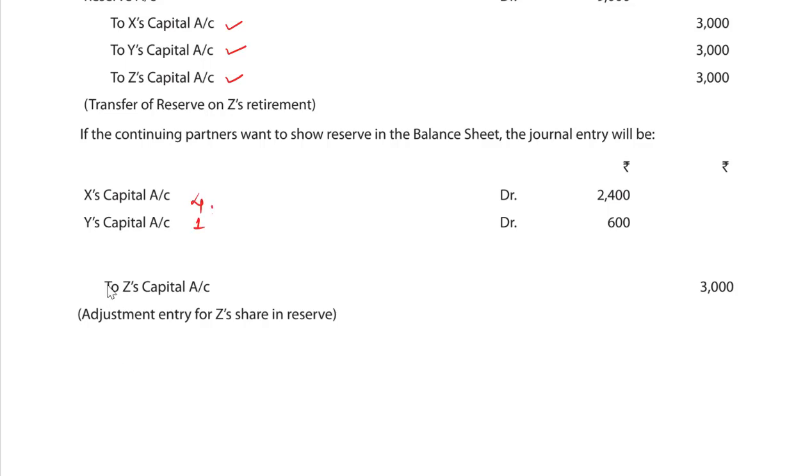X and Y in the ratio of 4 is to 1, that is the gaining ratio. So the gaining partners' capital accounts are debited and the sacrificing partner's capital account is credited. The remaining partners are gaining partners and the leaving partner is the sacrificing partner. The retiring partner is the sacrificing partner.